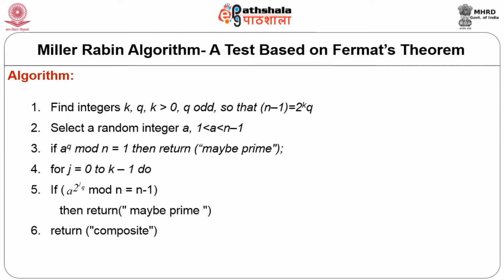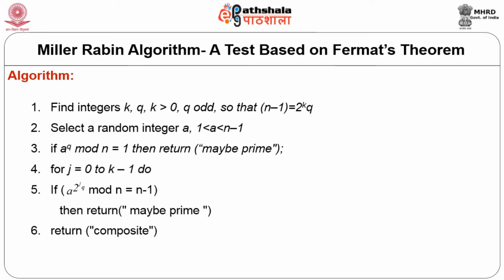If I factorize 12, it would be 2 into 2 into 3, so 2 squared into 3. If I do the analogy with 2 raised to k into q, k would be 2 and q would be 3. Clear with the terms k and q.